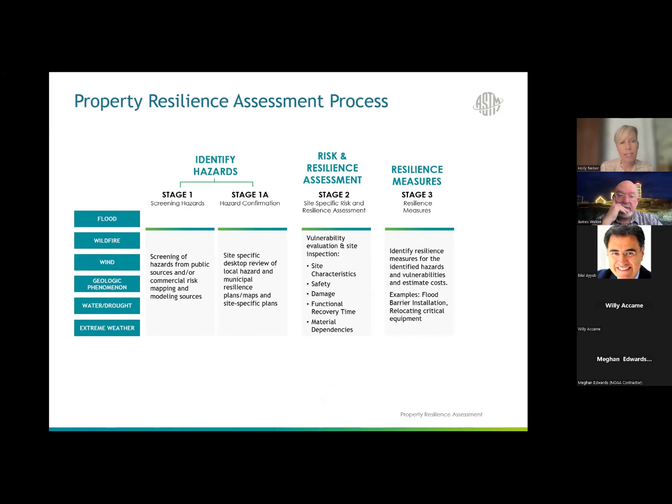So what is the process? It is a 3-stage process. You know, we looked at a lot of existing frameworks when we put this together. So it's definitely not rocket science. It's really combining many different approaches. And as we said at the beginning, it's multi-hazard. And stage 1 is to really screen for those hazards.